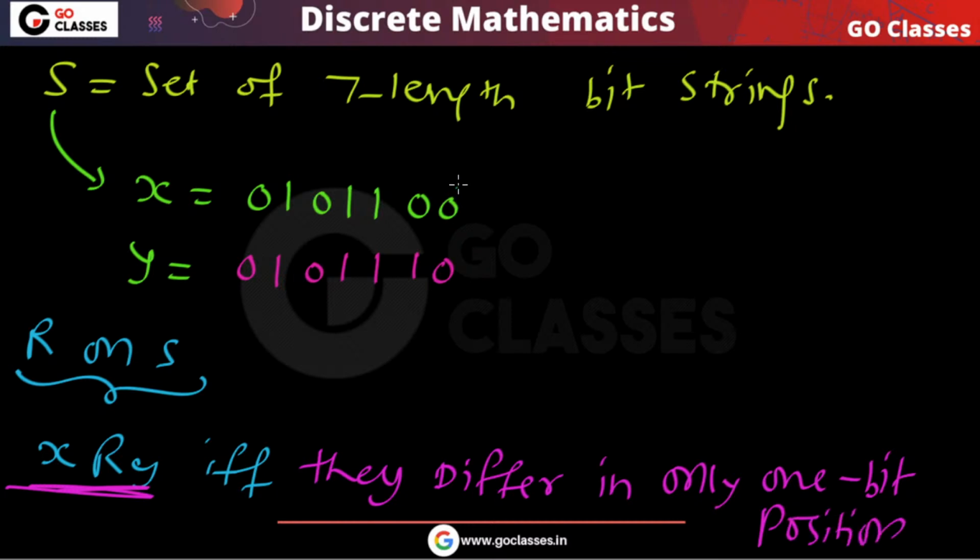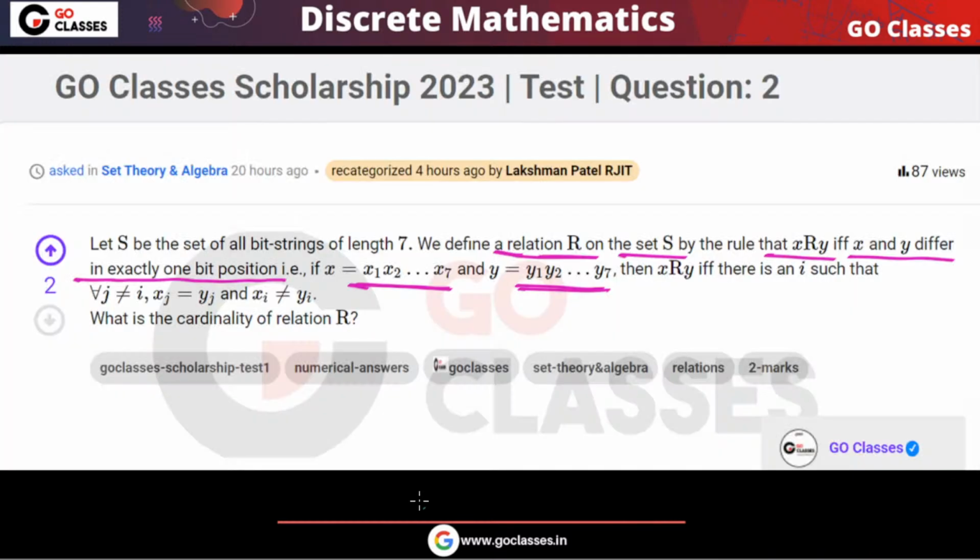So can I say that X is related to Y? Of course, because they are differing in only 1 bit position. And you can notice Y is also related to X. So this definition is given to you that if you have 7 length bit strings, then X is related to Y if and only if they differ in exactly one position. Okay, is this question clear?